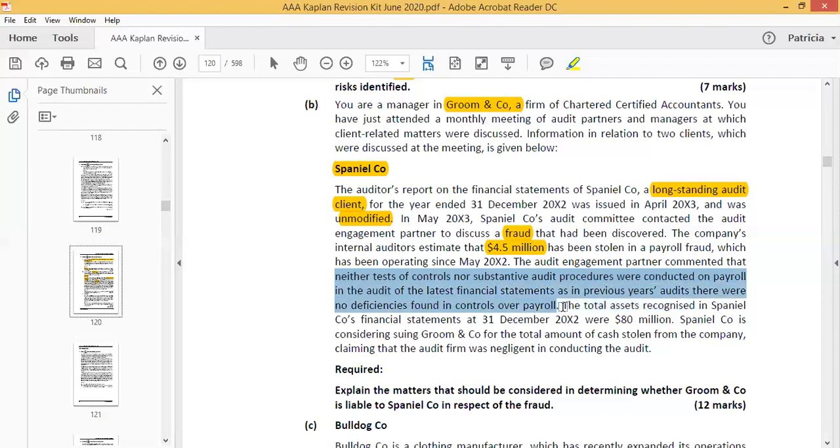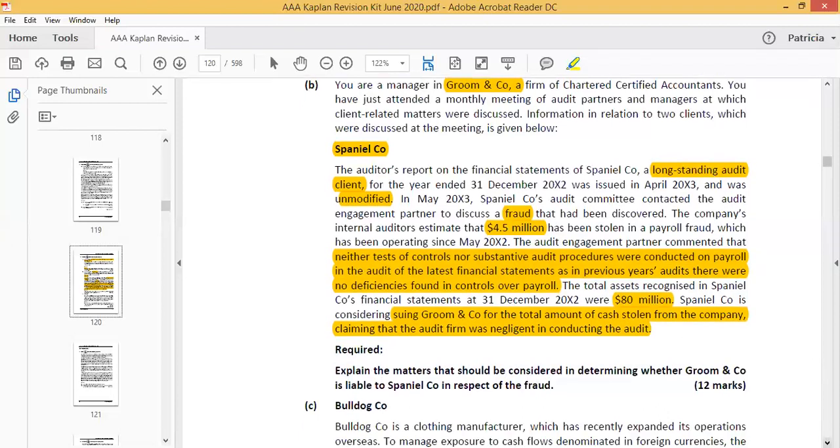We're given here that the total assets recognized in Spaniel Company's financial statements at the 31st December 2002 is 80 million. Spaniel Company is considering suing Groom Co for the total amount of cash stolen in the company, claiming the audit firm was negligent in conducting the audit. So we already have something to guide us here. We're talking about matters that should be considered in determining whether Groom and Co is liable to Spaniel Company in respect to the fraud.